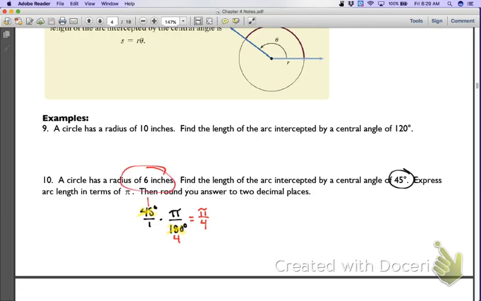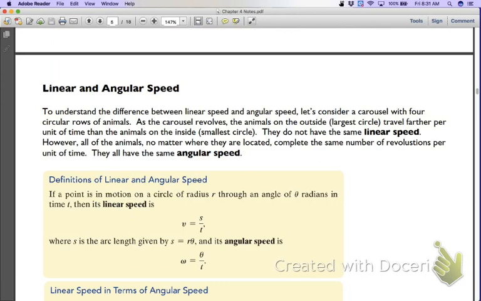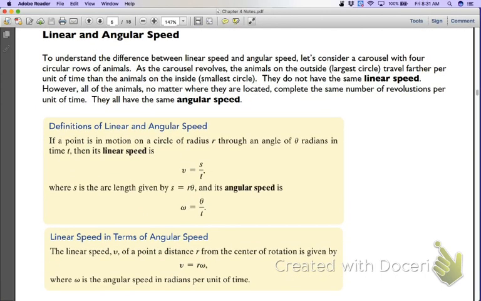Radius of 6 inches. So all I have to do is take that times 6, get 6 pi over 4, which is really going to reduce to 3 pi over 2. Again, round to 2 decimal places, so that is about 4.71. A lot of what we're doing right now is really just plugging it into formulas that you're given. Same way whenever we talk about linear and angular speed.